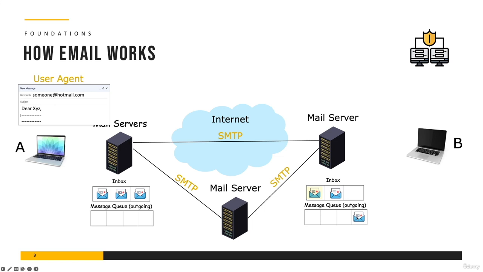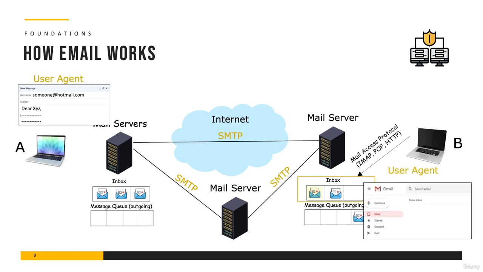Now, what B does is that, when you log into your Hotmail account, Gmail account, or Outlook, you're basically using mail access protocols such as IMAP, POP, HTTP to retrieve your inbox. This is a step where you open your browser, you log in, and you go to hotmail.com or gmail.com or outlook.com. And then you see your inbox after being authenticated. And this is how you can actually retrieve whatever has been sent to you. So this is the overall architecture of how mails work.